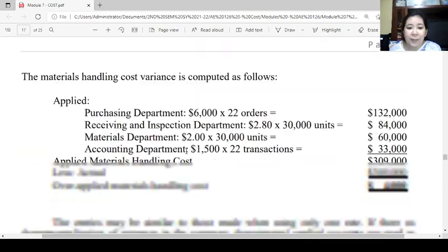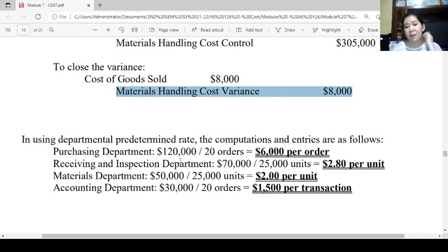And for the departmental rate, for example, if the entity is using this, we will use the formula. For the purchasing department, it's cost divided by number of orders. These are all budgeted or estimated. So 6,000 per order. Receiving and inspection, budgeted cost divided by budgeted number of units to be purchased. So that's 2.8. Materials department, 500 cost divided by estimated number of units to be purchased. So that's 2 per unit. For the accounting department, their departmental cost divided by number of transactions. So that's 1.5 per transaction.